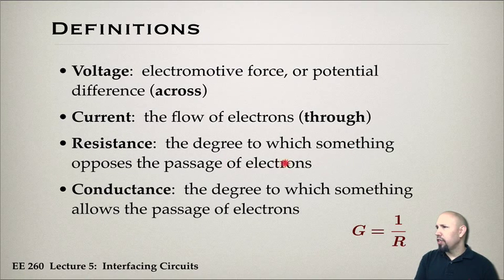Resistance is the degree to which something opposes the passage of electrons, whereas conductance is the degree to which something allows the passage of electrons. G is the symbol for conductance, R is the symbol for resistance, and you can see their inverse relationship. The larger the resistance, the smaller the conductance, and vice versa. If resistance is small, then 1 over a small number becomes large, so you have large conductance. Small resistance equals large conductance, and large resistance corresponds to small conductance.